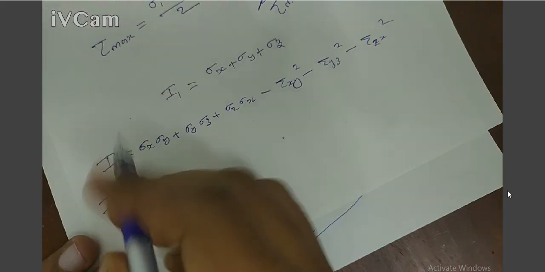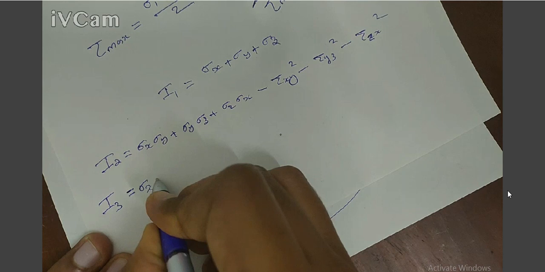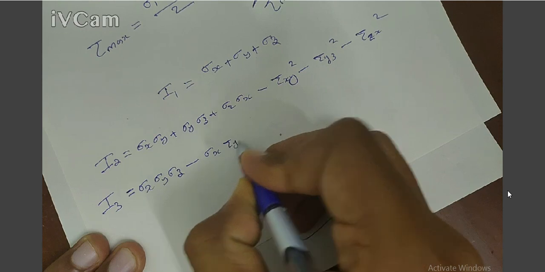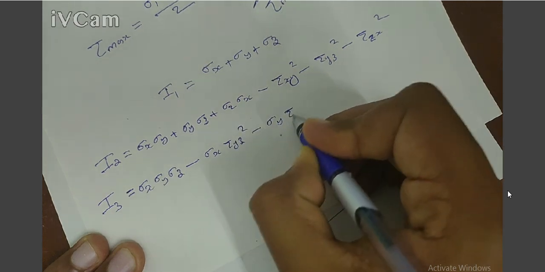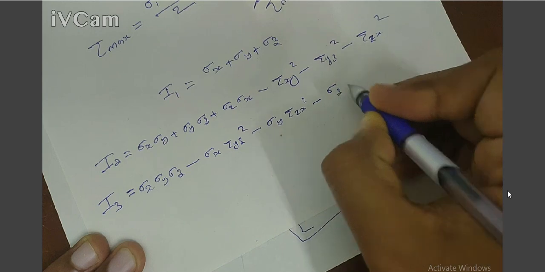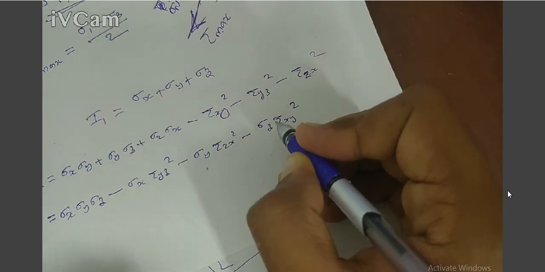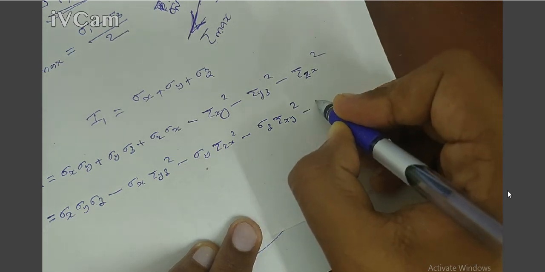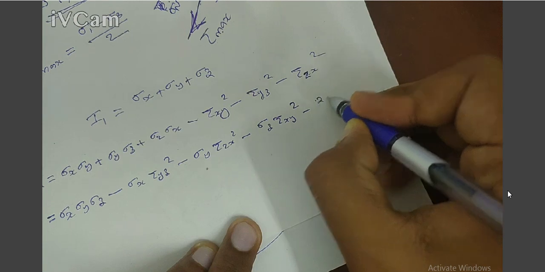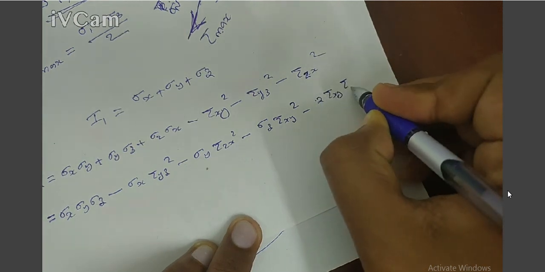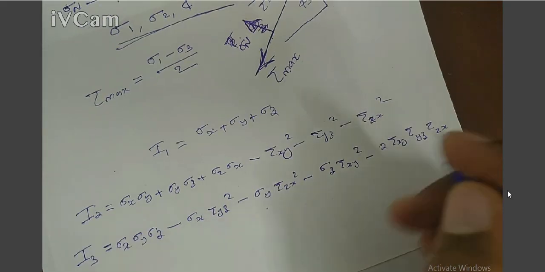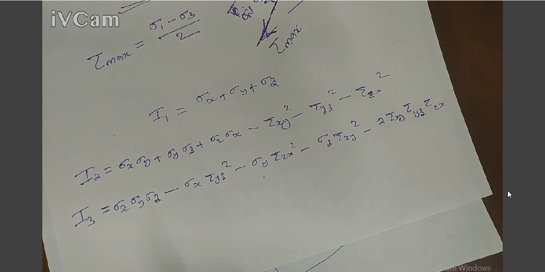So we can write I3 equal to sigma x sigma y sigma z minus sigma x tau yz square, minus sigma y tau zx square, minus sigma z tau xy square, minus 2 tau xy tau yz tau zx. So these are the stress invariants, I1, I2, I3.